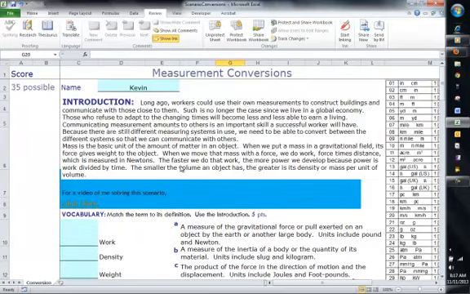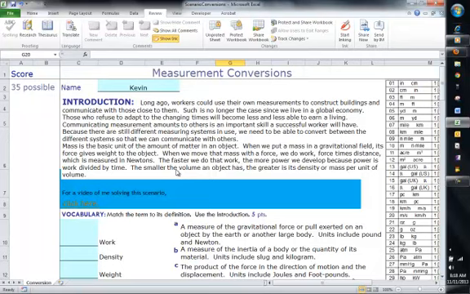Long ago, workers could use their own measurements to construct buildings and communicate with those close to them. Such is no longer the case since we live in a global economy. Those who refuse to adapt to the changing times will become less and less able to earn a living. Communicating measurement amounts to others is an important skill a successful worker will have. Because there are still different measuring systems in use, we need to be able to convert between different systems so that we can communicate with others.